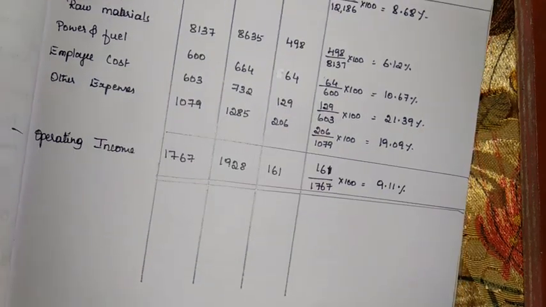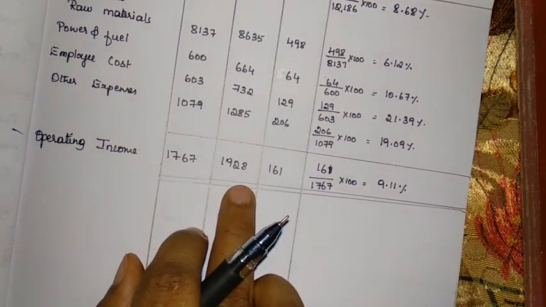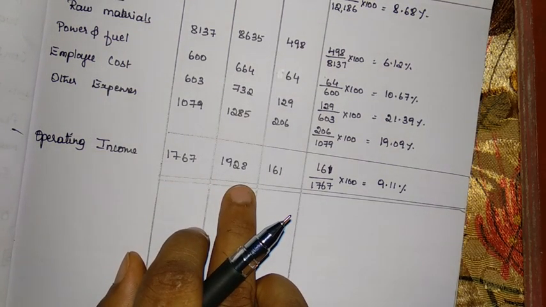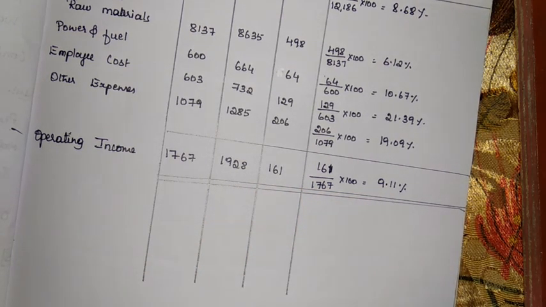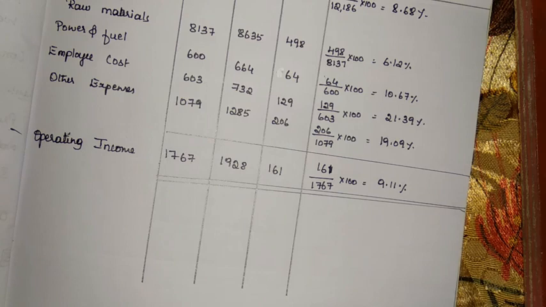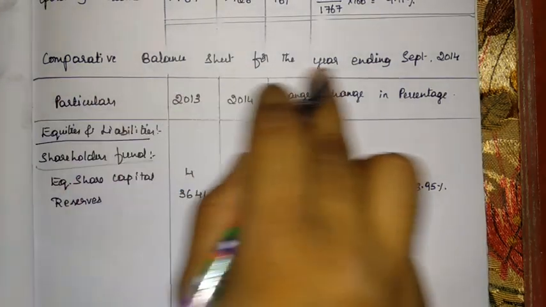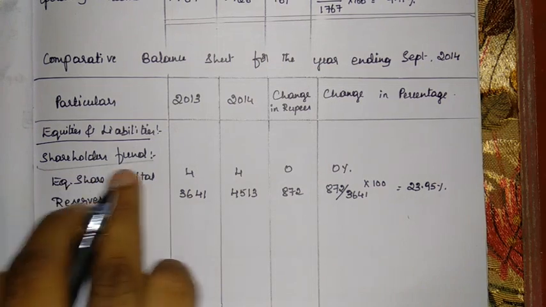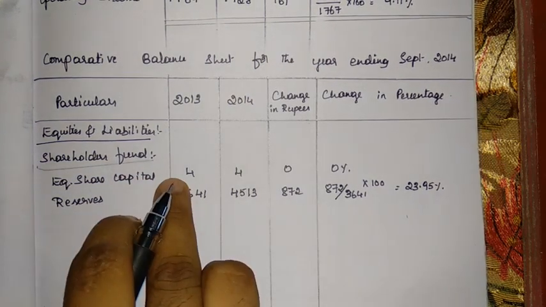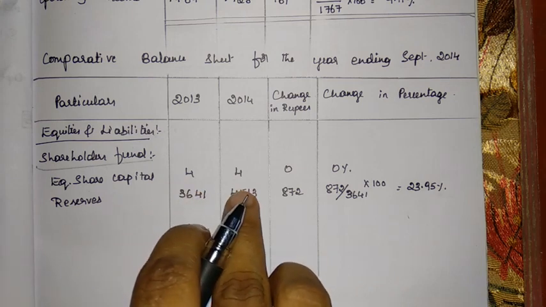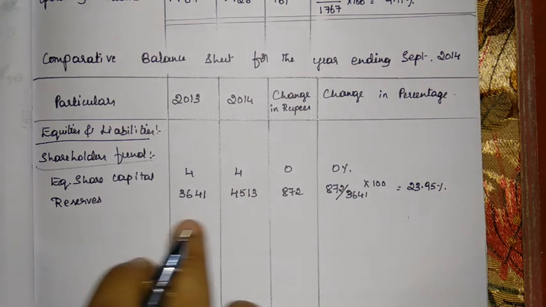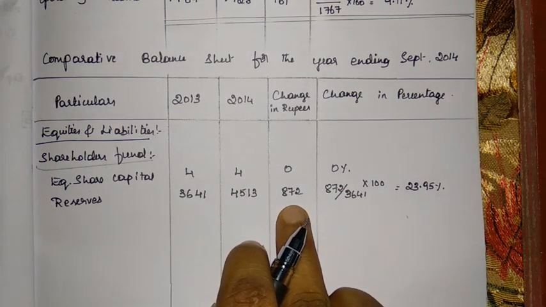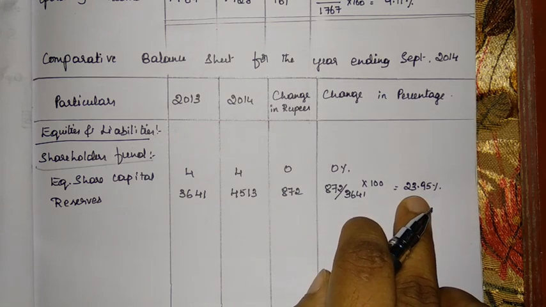So operating income is 1,767, current year 1,928, a positive change, and the percentage change is 9.11%. Now we'll prepare the comparative balance sheet. Equity and liabilities: under that, shareholders' fund, equity share capital and reserves. Equity share capital in the base year is 4 crores and in the current year also it is 4 crores. There is no change in rupees as well as in percentage. Reserves have a positive change of 872 crores and the percentage change is 23.95%.